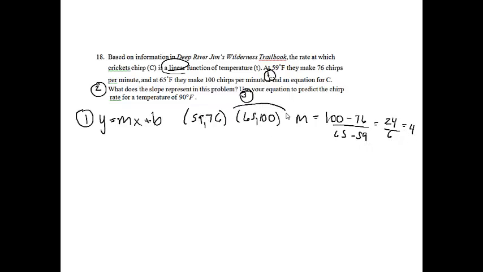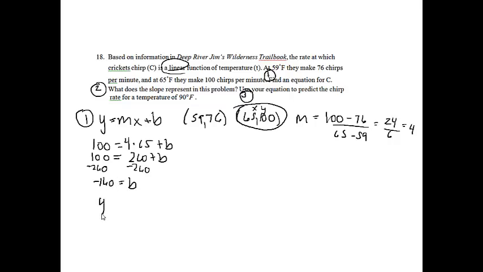I now am going to choose a point. I think I like this point better. So this is my x, this is my y. So y is equal to 100, and m is 4. My x is 65 plus b. So now I'm going to have 100 equals, give me a second here, I'll find out what 65 times 4 is. And that's 260 plus b. To get b by itself, I'd subtract 260 from both sides, and that will give me negative 160 for my b. So my equation is y equals 4x minus 160.